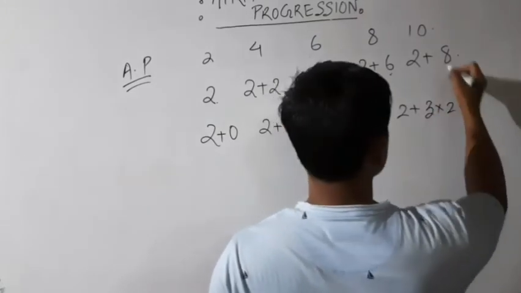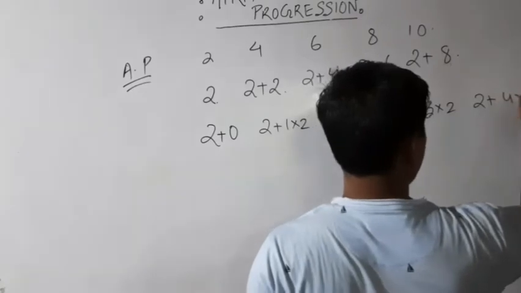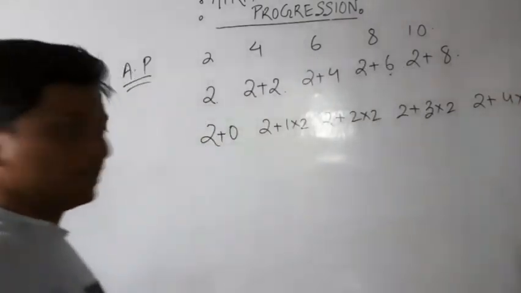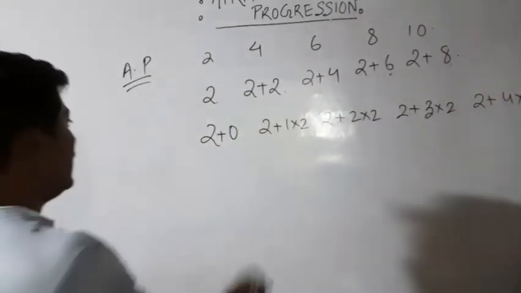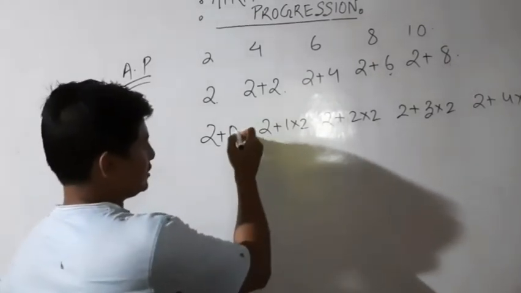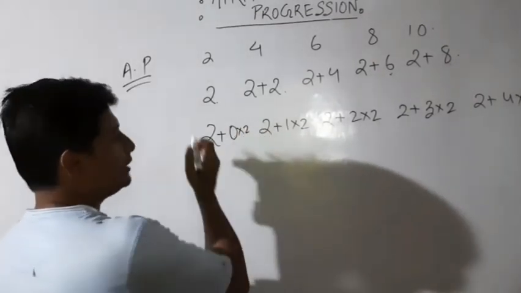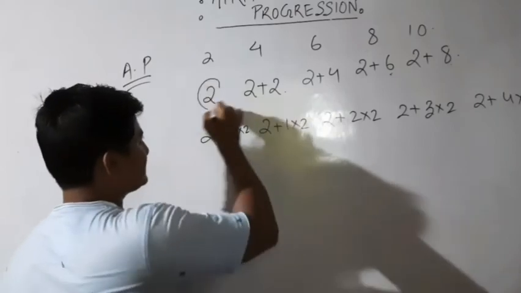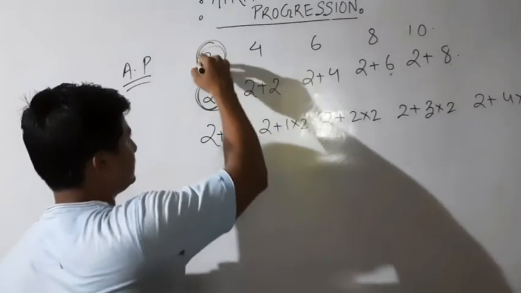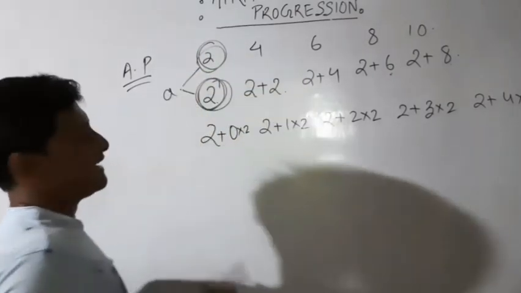3 into 2. In place of this 8, I can write 4 into 2. Now, how to derive the formula? You see, let me replace this 0 also; I can multiply it by 2. Okay. Now, let me replace this first number by, say, A.